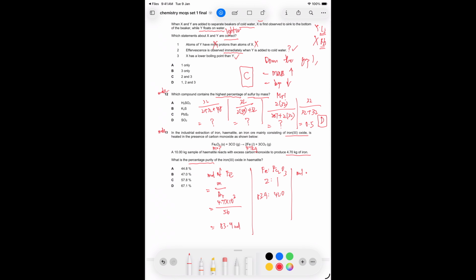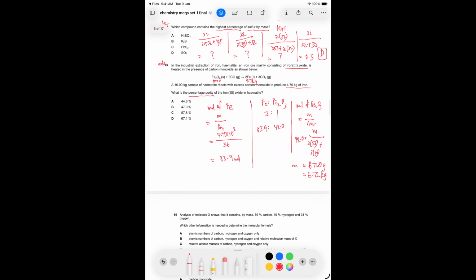Then lastly, you want to find the mass. So mole of Fe2O3 equals mass over Mr. You're looking for mass, Mr of iron 3 oxide is 2 times 56 plus 3 times 16, times 42. So you get 6720 grams, about 6.72 kg. Not yet done. So this is the actual mass of iron 3 oxide in hematite.